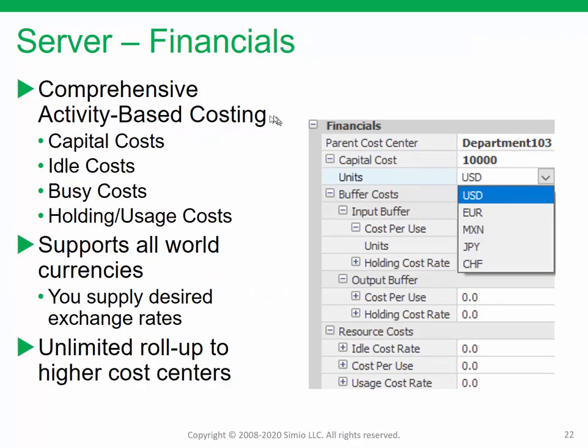And the final functionality that we'll discuss in this video with respect to the server object is the support for financials. Also note that all of the objects in the standard library support this type of financial modeling, not just the server object. And what it provides is a comprehensive mechanism for activity-based costing. So I can allocate costs based on different phases in processing. I have capital costs, idle costs, busy costs, holding and usage costs, all specified with properties in the financial property group. It also supports different currencies and allows unlimited roll up to higher cost centers.